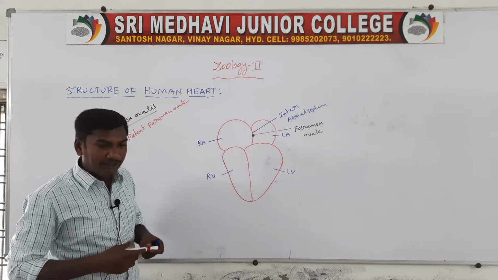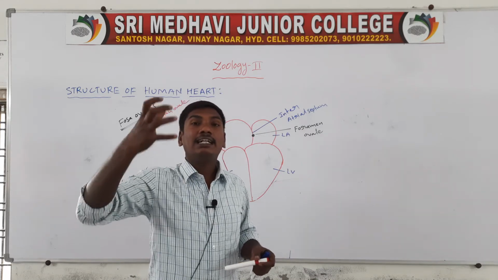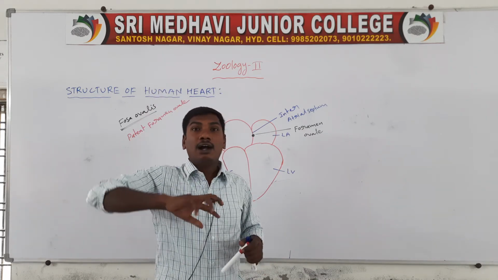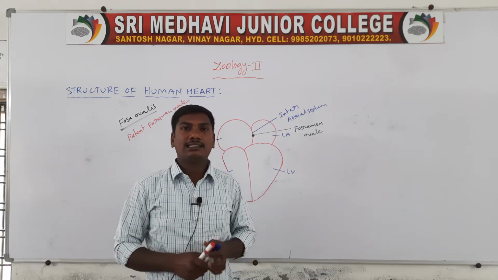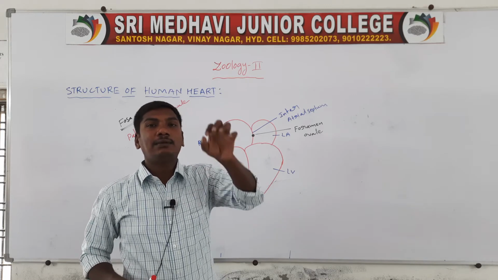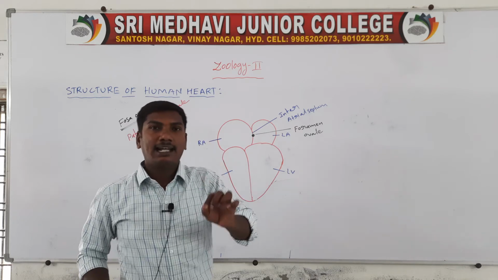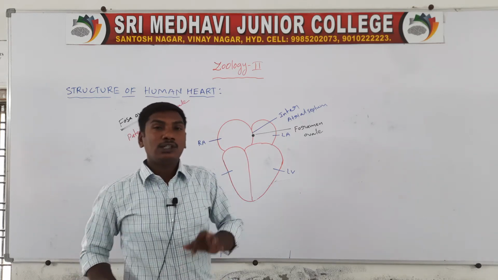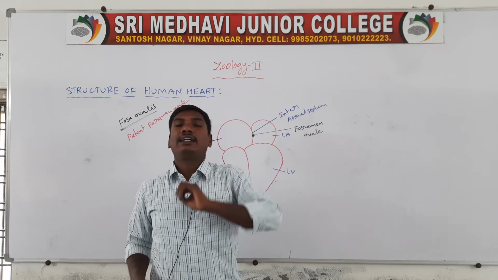Next, the right atrium. The right atrium receives deoxygenated blood from all the body parts except the lungs, through the three caval veins.